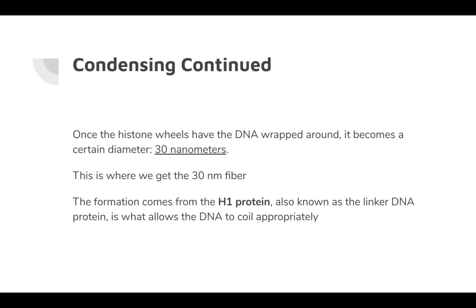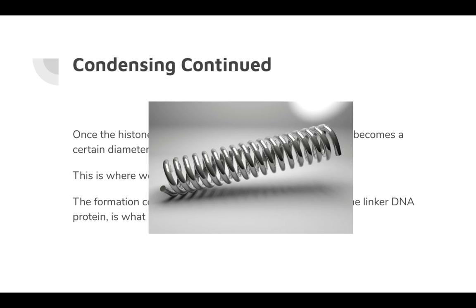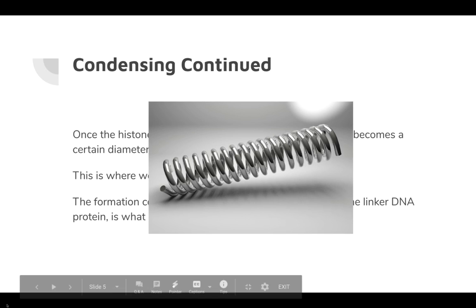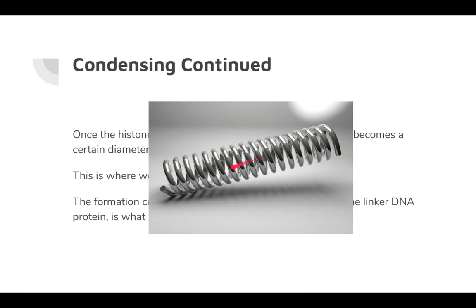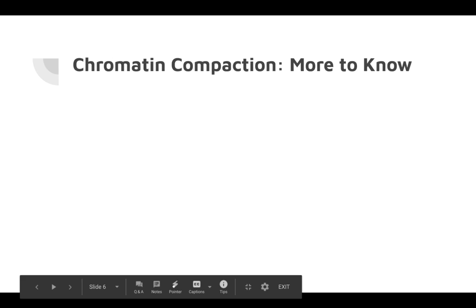Another example I like to use to illustrate the 30 nanometer fiber is this spring. This spring has a consistent diameter throughout, and the shape that it takes almost reminds me of the DNA wrapping around the nucleosomes continuously. Now imagine if we had a metal rod that shot through the middle here. That metal rod that the spring is wrapping itself around would be the nucleosomes stacking on top of one another, and the DNA would be wrapping around the nucleosome. And that shape would be the 30 nanometer fiber. That's the diameter it would take.